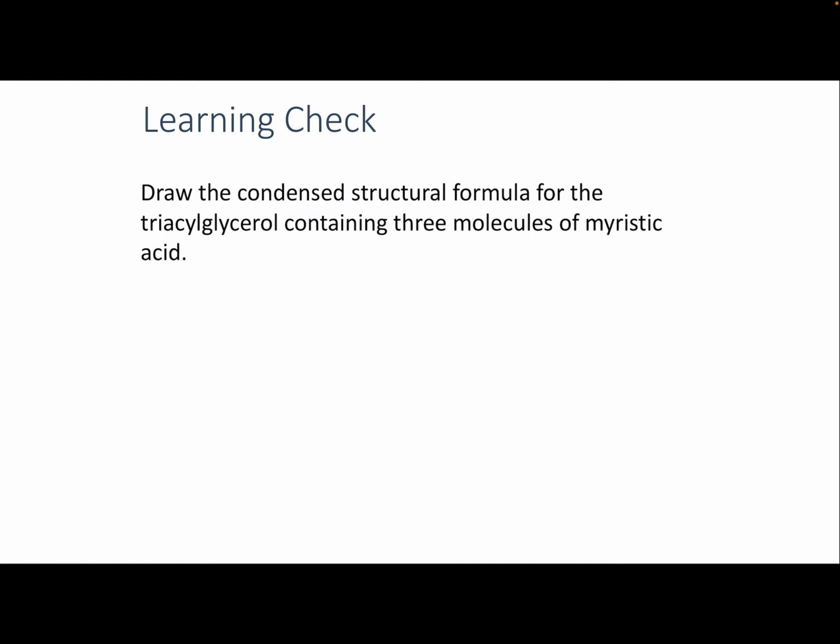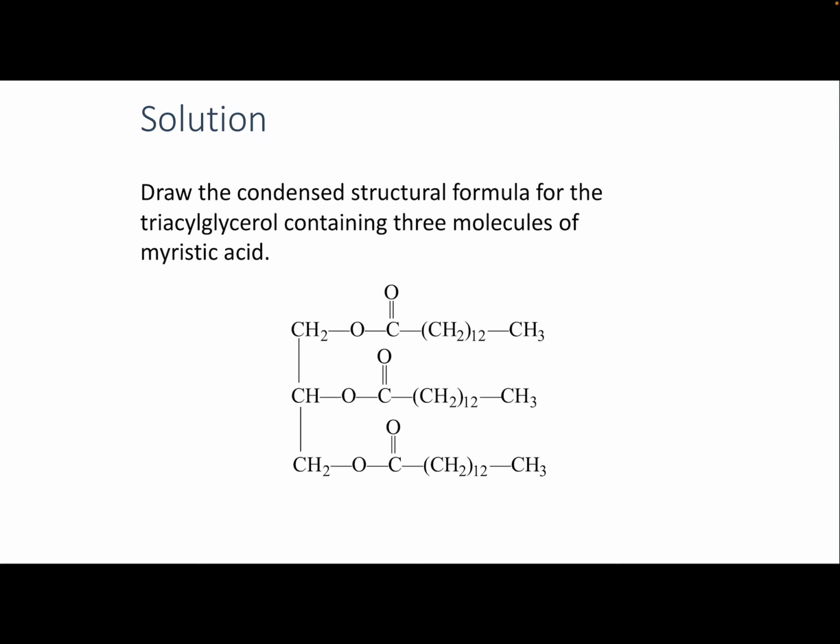Draw the condensed structural formula for the triacylglycerol containing 3 molecules of myristic acid. Remember, that's the 14 carbon one. No double bonds. You should be able to do it without even looking it up. 14 carbons and O. So start by drawing that fatty acid and then connect 3 of them together. So it looks something like that.